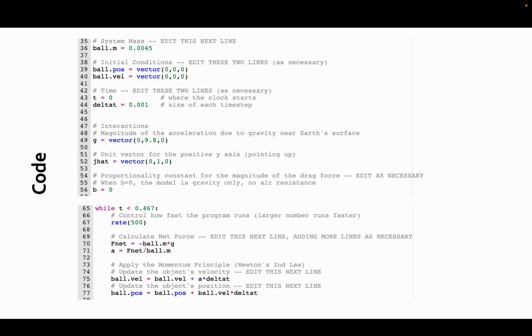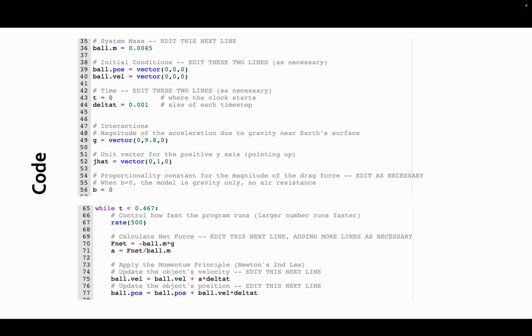To start off, I made a model of an object falling only under the influence of gravity. The important aspects of the code that I changed from the starter code can be seen here. I changed the mass in line 36, the initial conditions of the paper in lines 39 and 40, and the time loop in line 65. I also added a line of code corresponding to the total force on the ball, as well as a line with acceleration in lines 66 and 67.